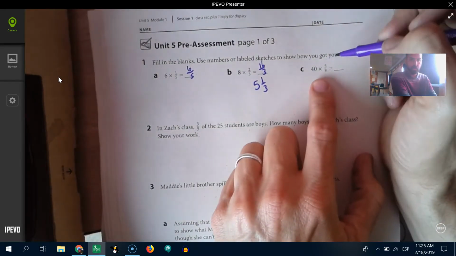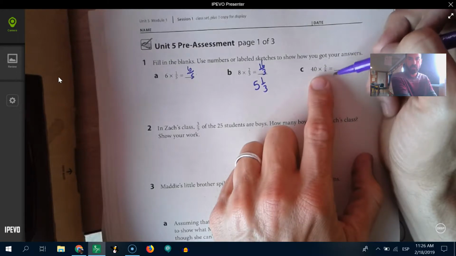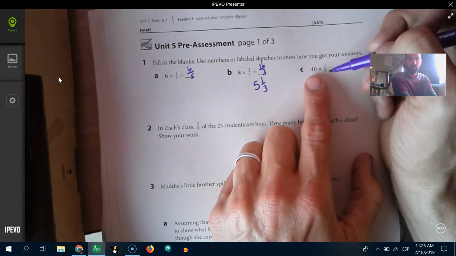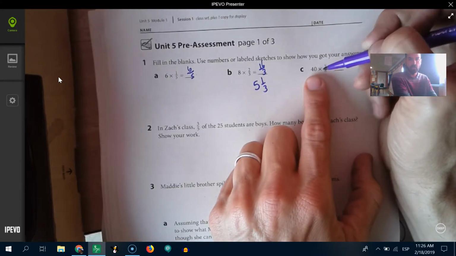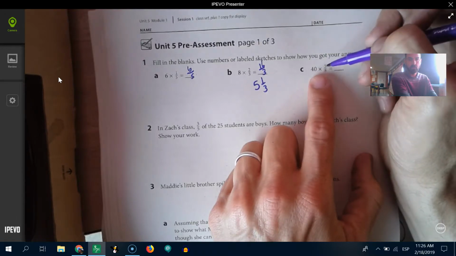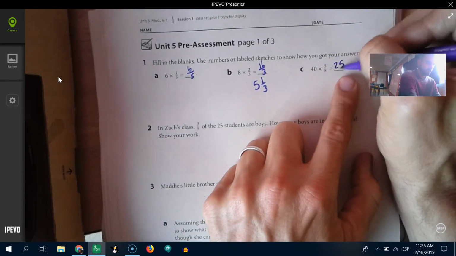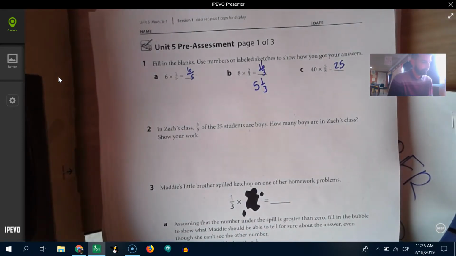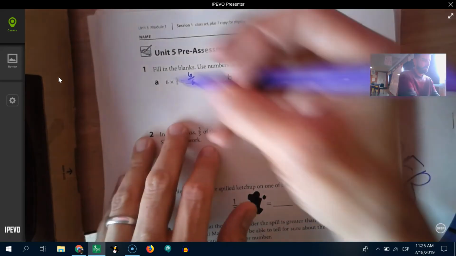And then 40 times 5/8. Okay, 1/8, I can use this. 1/8 of 40 is 5, so 5/8 is 25. Oh, numbers labeled as sketches. Oh, I didn't do that, okay.